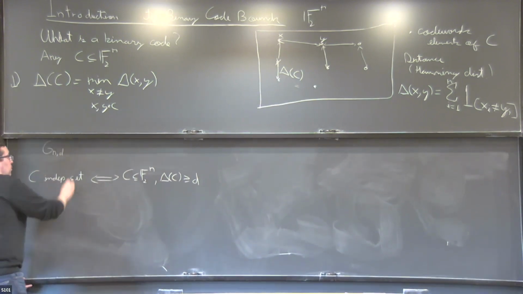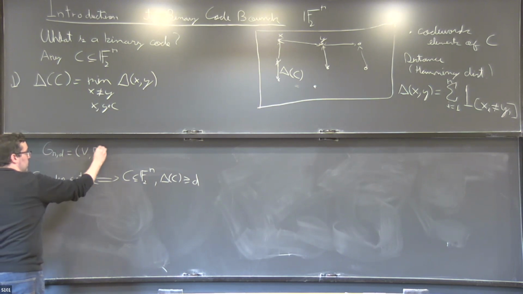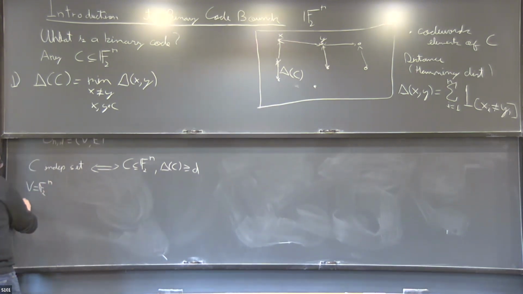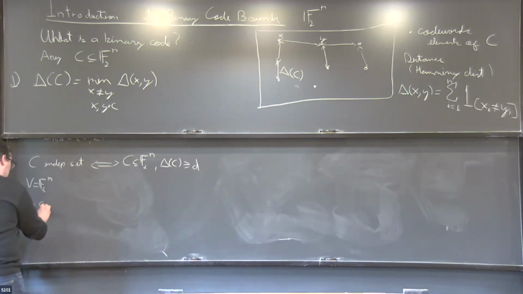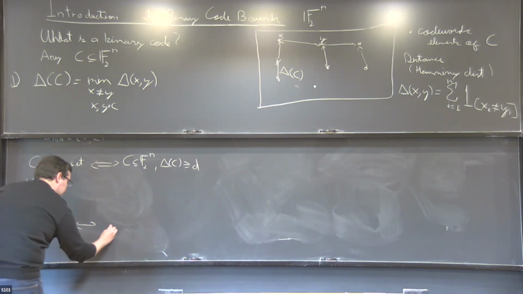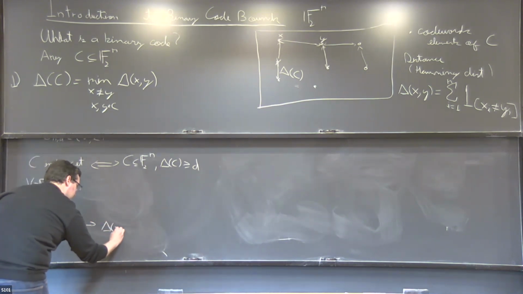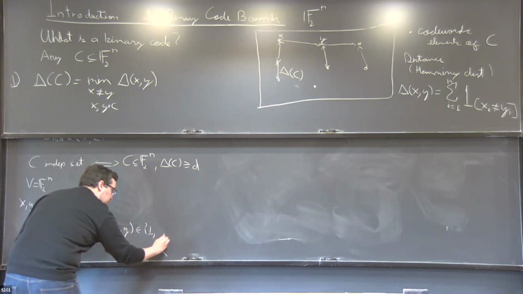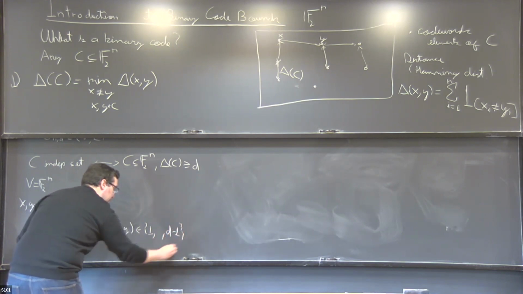So the vertex set of this graph is clear. You want binary strings, right? So the vertex set is F2 to the n. And given two such binary strings, x and y, we cannot put the two in the independent set if they are too close to each other. So if you take two guys in the vertex set, we connect them in our graph if and only if their distance, the distance between x and y, is from 1 all the way to d minus 1. So they are too close to each other, right?